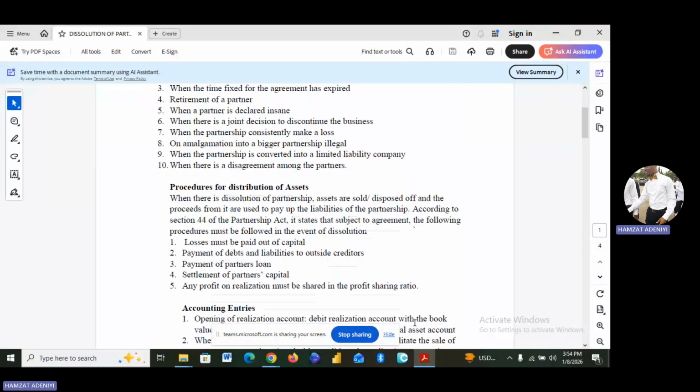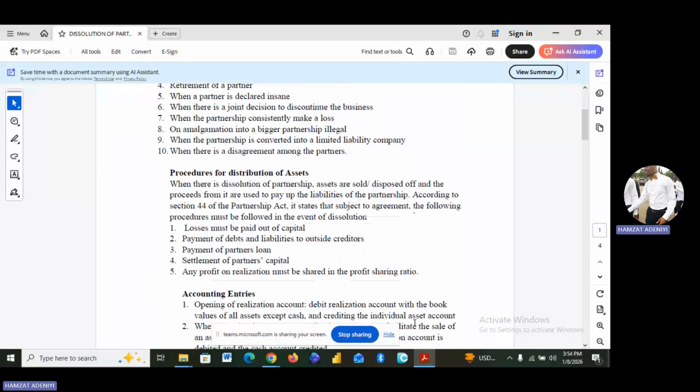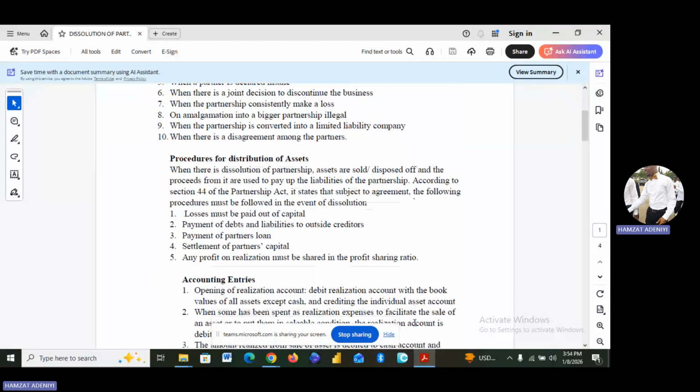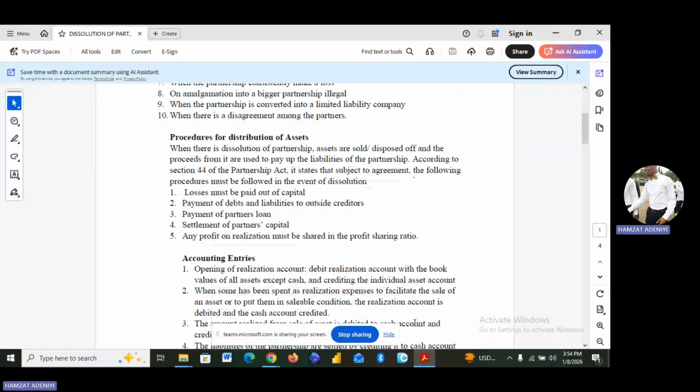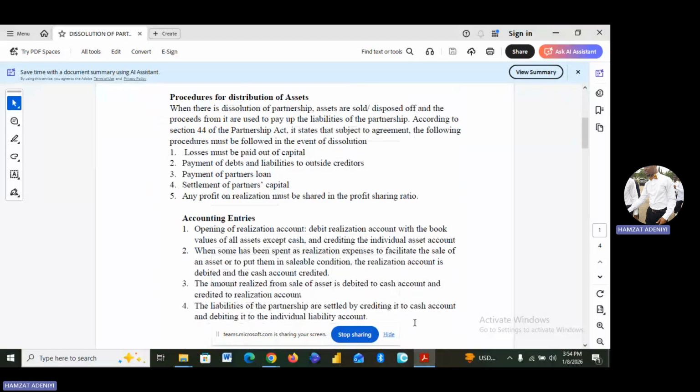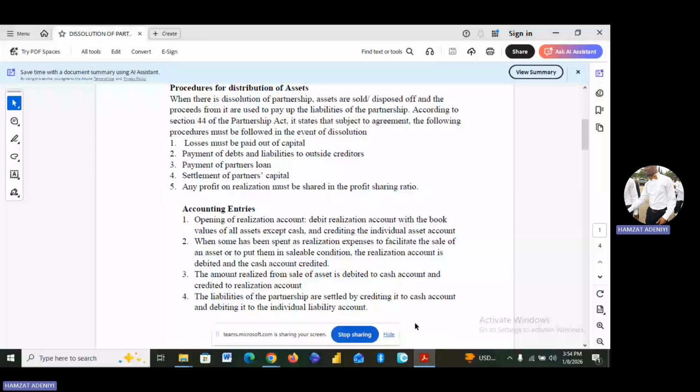Now let's look at the accounting entries. These are the accounting entries that must be prepared when a partnership business is to be dissolved. The first is to open a realization account. The realization account is opened in order to retrieve money, cash, from the sales of assets. When a partnership business is winding up, all the assets are sold. So all the money that you realize from the sales of the assets is recorded into the realization account.